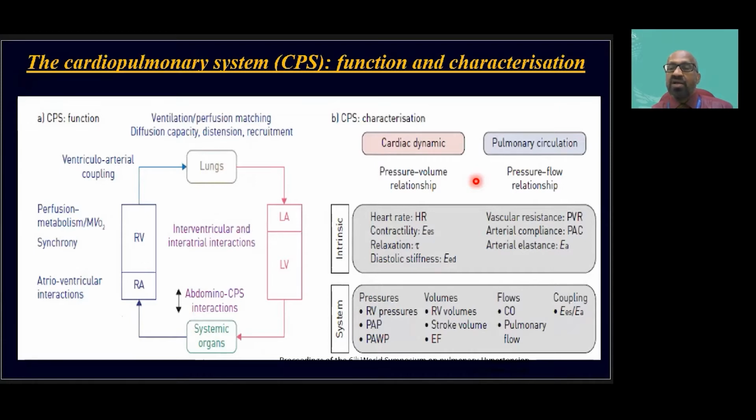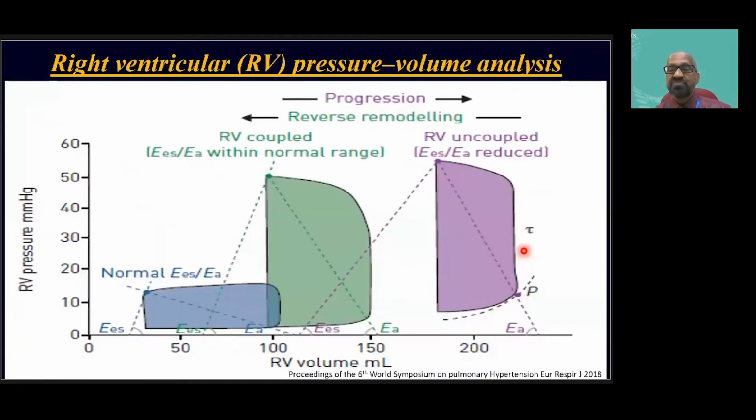The interaction between the right ventricle and the pulmonary artery, which is shown here, depends upon the pressure-volume relationship when you're talking about the ventricle, and the pressure-flow relationship when you're talking about the pulmonary circulation. These in turn depend upon the heart rate, the end systolic elastance, the relaxation, and diastolic stiffness for the right ventricle, and vascular resistance, arterial compliance, and arterial elastance for the pulmonary artery.